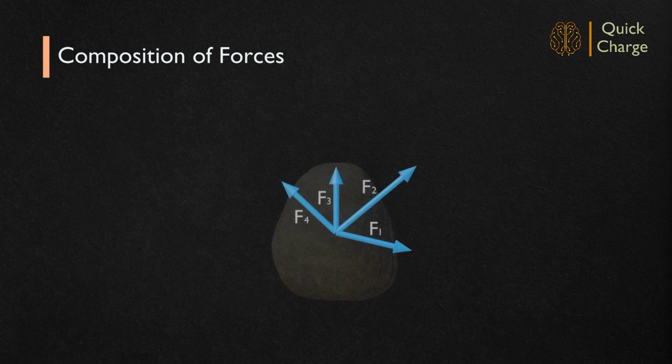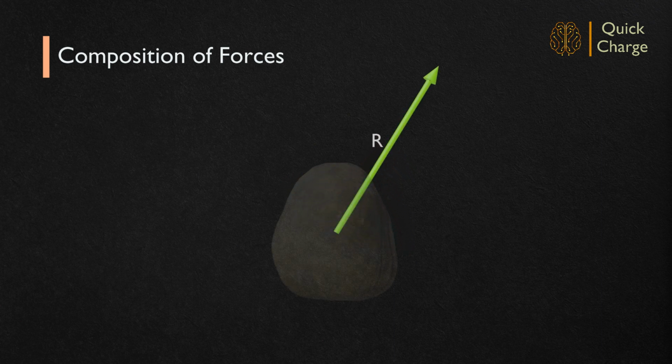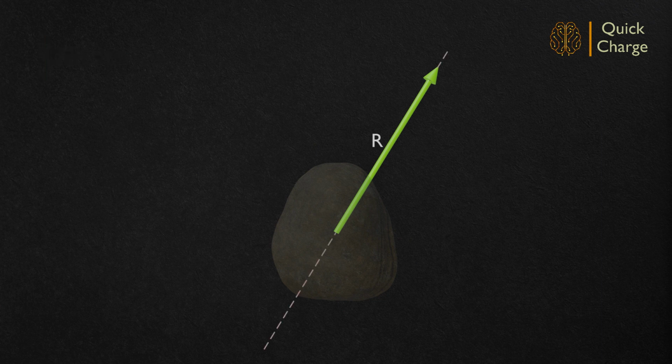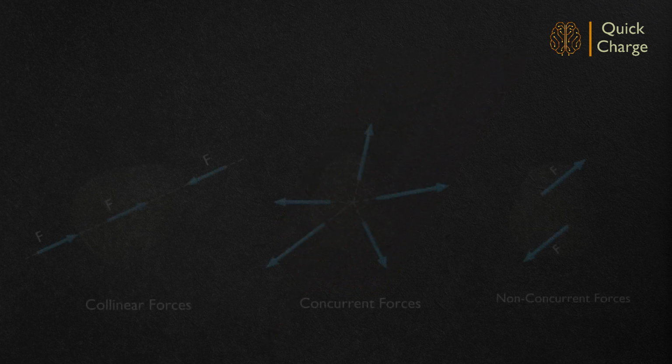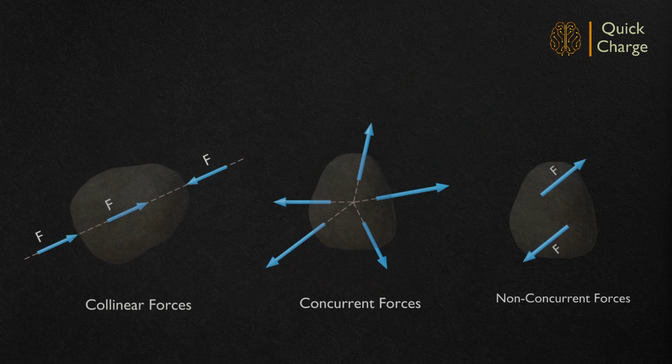Composition of forces: the process of finding out the resultant of a set of forces. The resultant force will have the same effect on the body as the combined effect of all the forces. We have already seen different systems of forces like collinear, concurrent, non-concurrent systems, etc. We will review how composition of forces can be performed for various systems of forces.